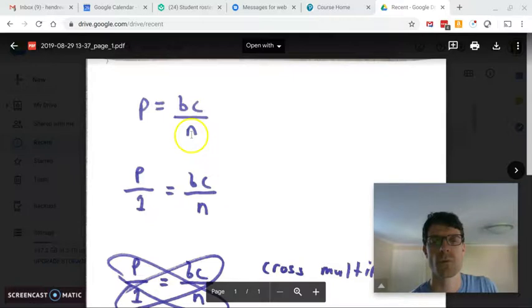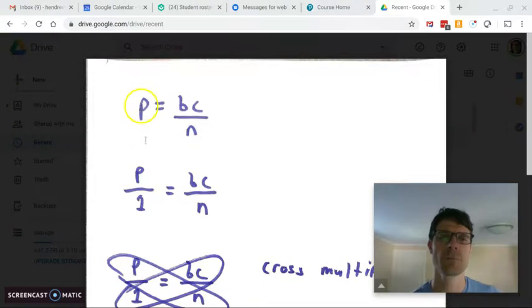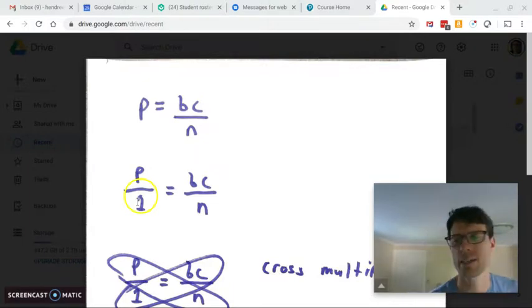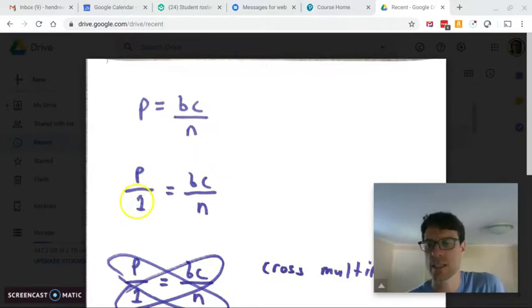The easiest way for me to do this, there are a couple of different ways to think about it, but one of the ways I do is I know that if I've got two fractions equal to each other, I can cross multiply. So I just rewrite P as P over 1. Anything can be written as itself over 1 as a fraction, because dividing anything by 1 doesn't do anything to it. That's why P is equivalent to P over 1.